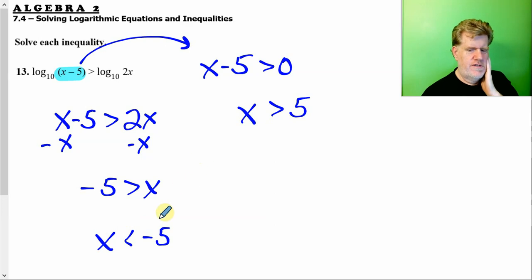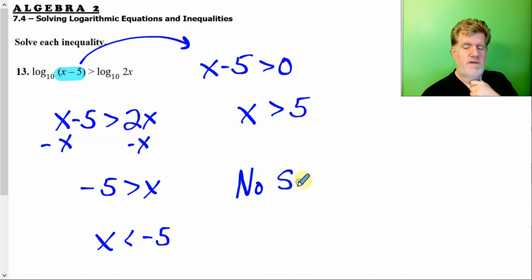So this is impossible. If x is less than -5, this number, and consequently this number, 2 times whatever the number, will always be 0. This one actually has no solution. It's impossible to solve.